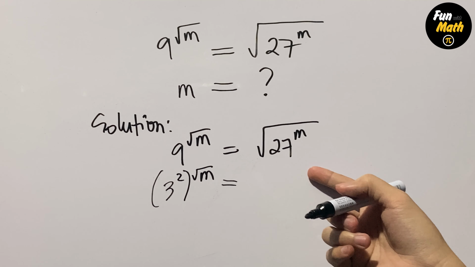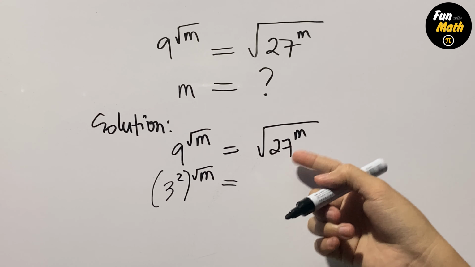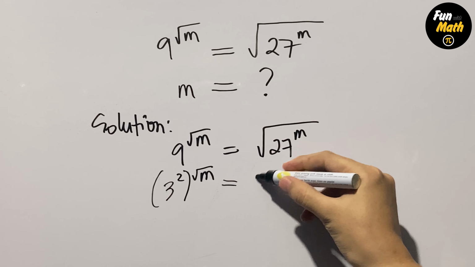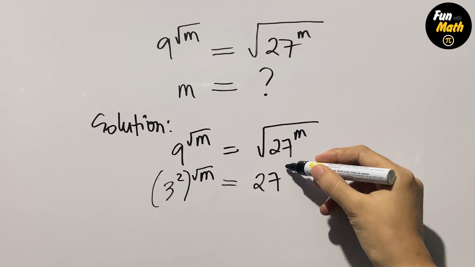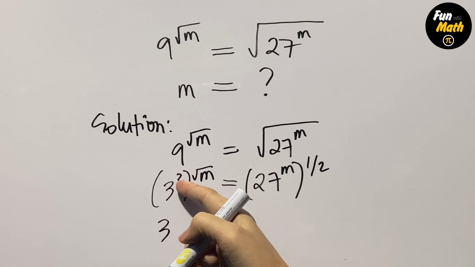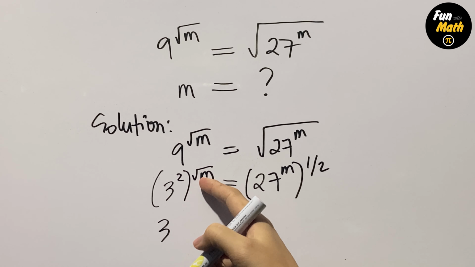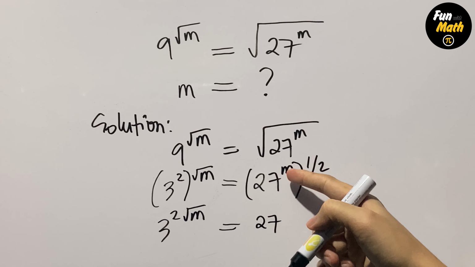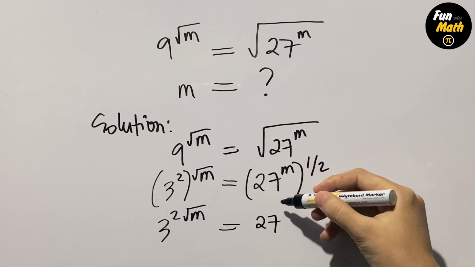Now on this side, square root of 27 to the power of m, we can write it as 27 to the power of m whole to the power of 1/2. And that is 3 to the power of, here, power to a power, there will be multiply. So that is 3 to the power of 2 square root of m is equal to, same here, power to a power will be multiply. So that is 27 to the power of m times 1, that is m over 2.